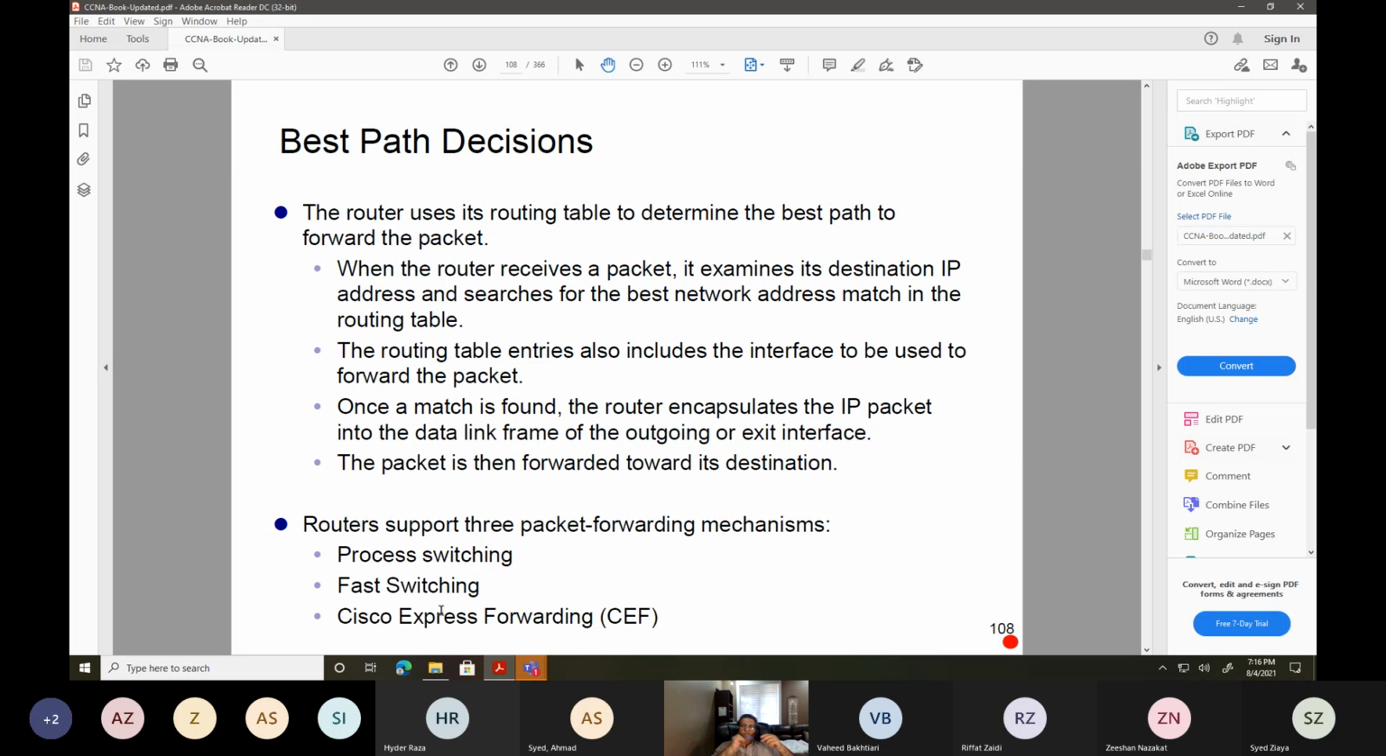What it does is, if my first packet has gone from one end and the exit interface is this way, let's suppose A, B, and C are three exit interfaces, and my exit interface is port A, then when my next packet comes in for the same destination, I'll simply forward it out to port A.